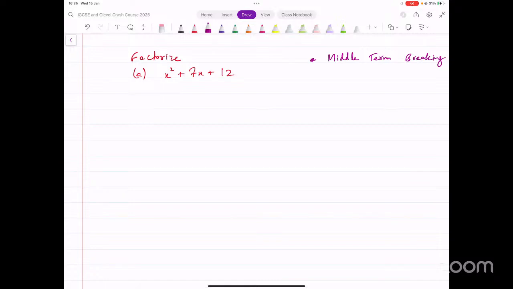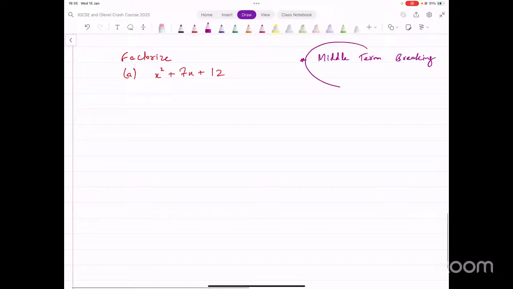Now, how does this process work? Let's think about this. As the name suggests, breaking the middle term, the idea is to look at this middle term and somehow break it down into 2 parts. We want to break it down into 2 parts. 7x, we want to write it as a sum of 2 expressions.